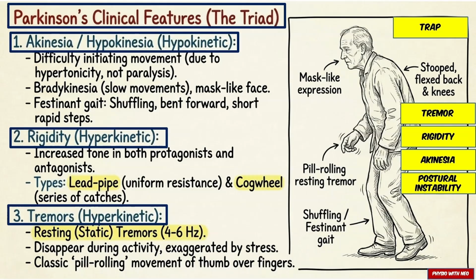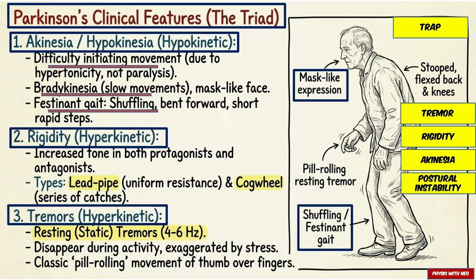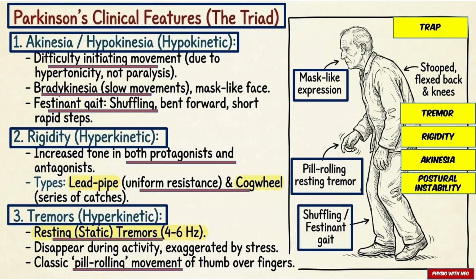First, akinesia. So there is a difficulty initiating movement due to hypertonicity and not paralysis. There is bradykinesia and a mask-like face. And the gait is festinating gait, that is shuffling, bent forward, with short, rapid steps. Now rigidity. There is an increased tone in both agonistic and antagonistic muscles. It shows lead pipe as well as cogwheel type of rigidity. Now the tremors. Here there is a resting tremor of 4 to 6 Hz, classic pill rolling movements of thumb over the fingers, but it disappears during activity and is exaggerated by stress.